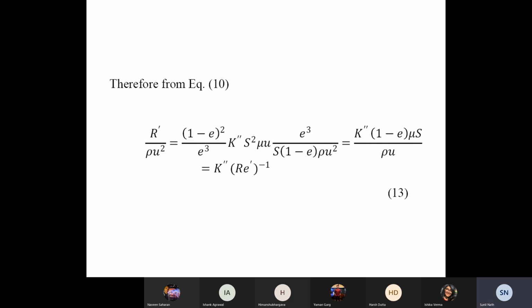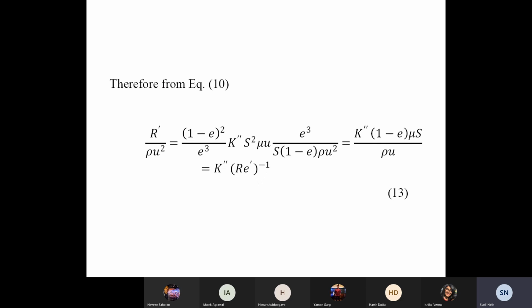So actually all of these terms will cancel out. S will cancel out with S squared. You will get linear with S. The E cubed will cancel with the E cubed for the U term when you put in terms of the modified Reynolds number. Then 1 minus E whole squared in the numerator will cancel with the 1 minus E in the 1 by RE prime term.